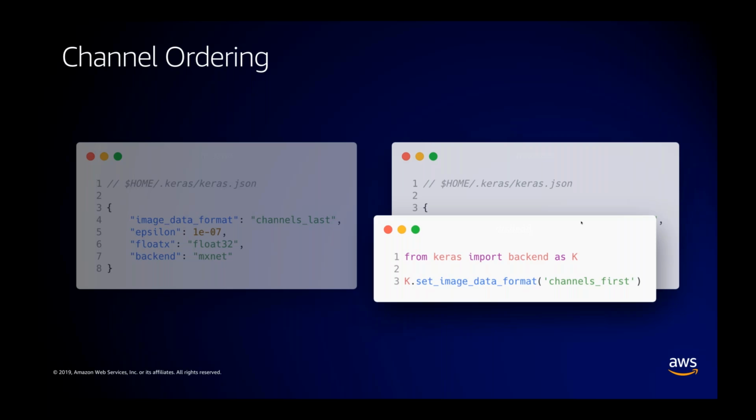It is possible as well to change this option from inside the code. You don't need to do it through the config file. So if you import the backend for Keras, you can then set the data format to channel first, and that's just an alternative way to do it.